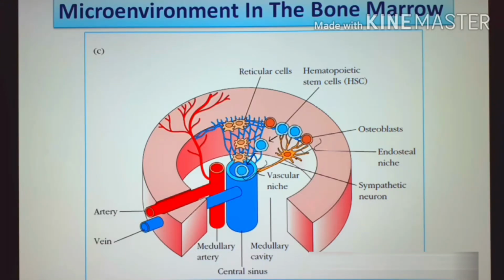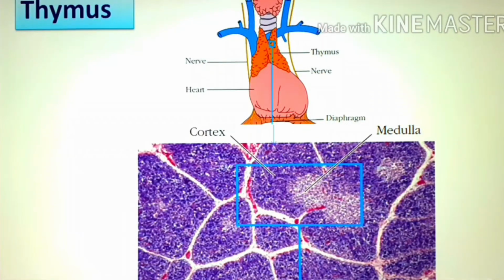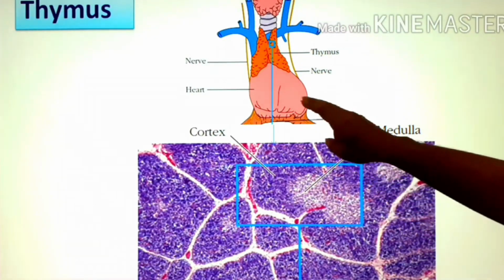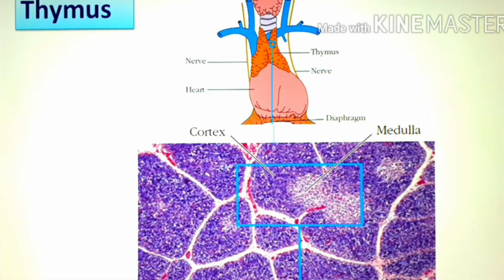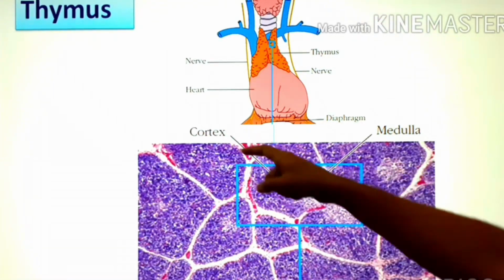In the bone marrow, hematopoietic stem cell produce all blood cells, but the final development of T cell occurs in the thymus. So this is thymus. Thymus is present on the heart, and this is the cross-sectional view of thymus. Here you can see two important regions in the thymus called cortex and medulla.